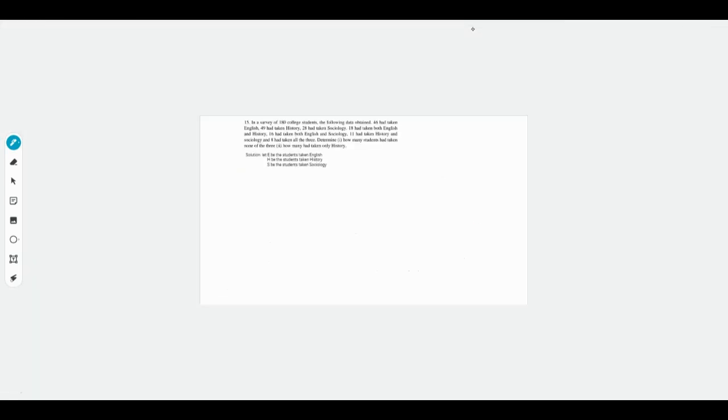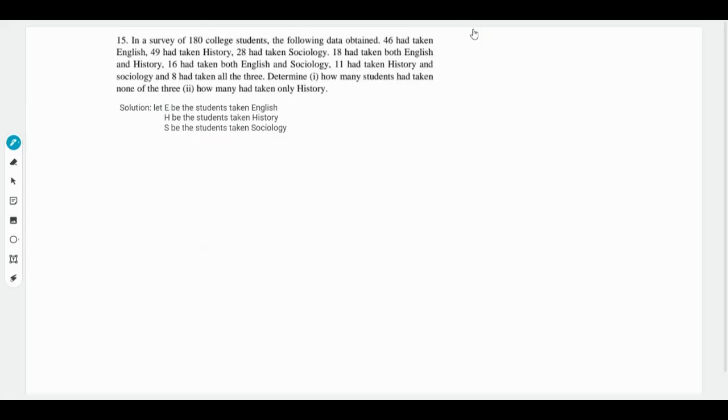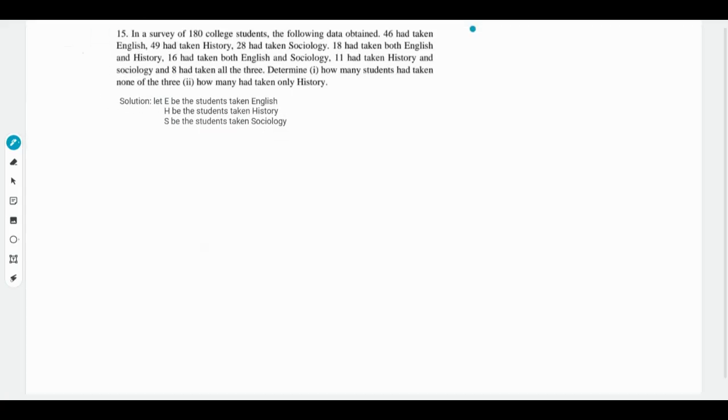So now the next one is: in a survey of 180 college students, the following data was obtained. 46 students take English, 49 take history, 28 take sociology, 18 take both English and history, 16 take both English and sociology, 11 take both history and sociology, 8 have taken all the three. Determine how many students have taken none of these.